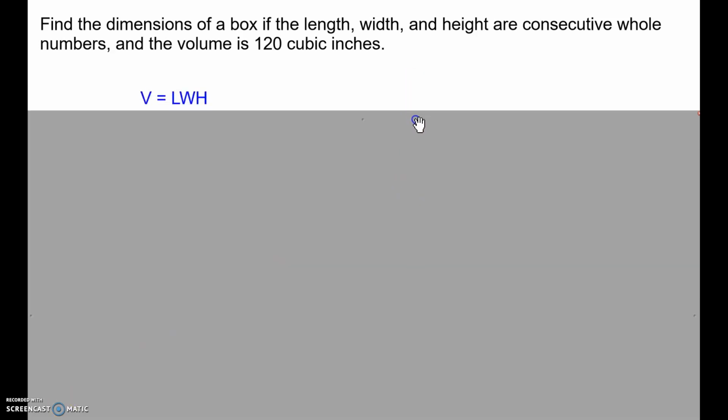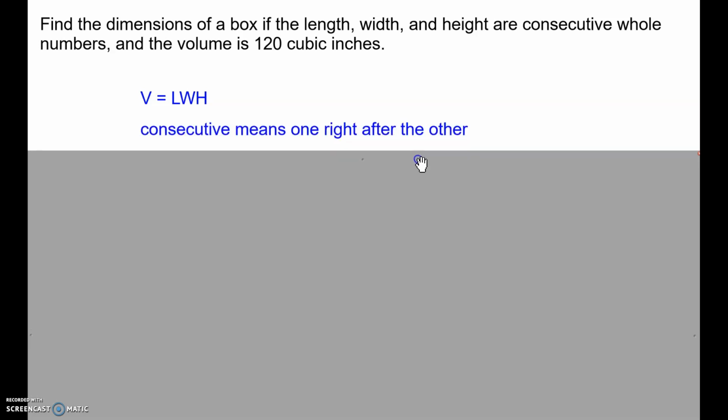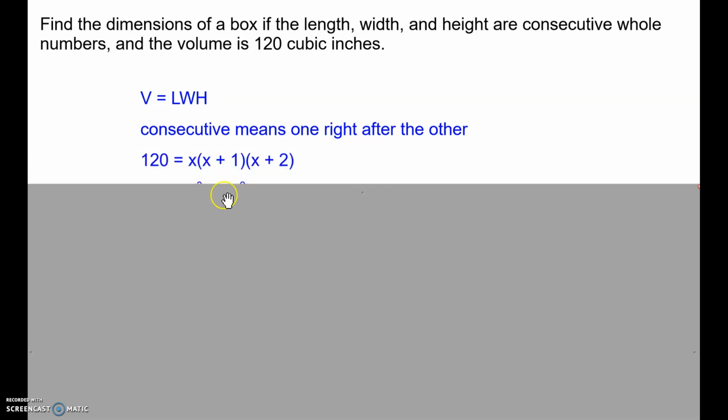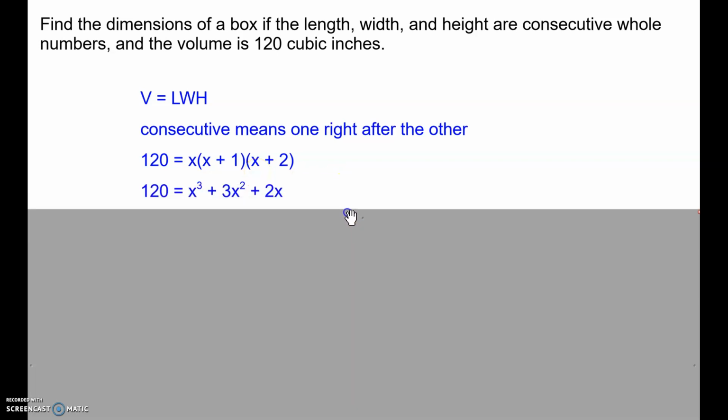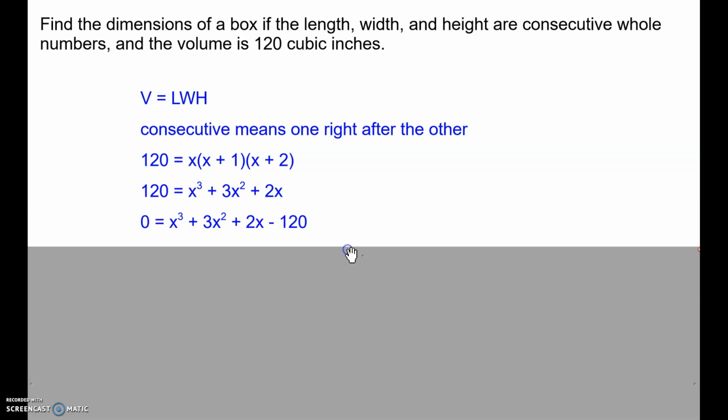A few assumed facts. First, that I remember that volume is length times width times height. And next, that I know consecutive means one right after the other, like 1, 2, 3. So, knowing that, I can set up the equation 120 for the volume is equal to x, my first unknown dimension, and then the next one would be x plus 1 because it's consecutive, and the third one would be x plus 2 because it's the one right after that. Then we'll go ahead and simplify that and bring everything over to one side.